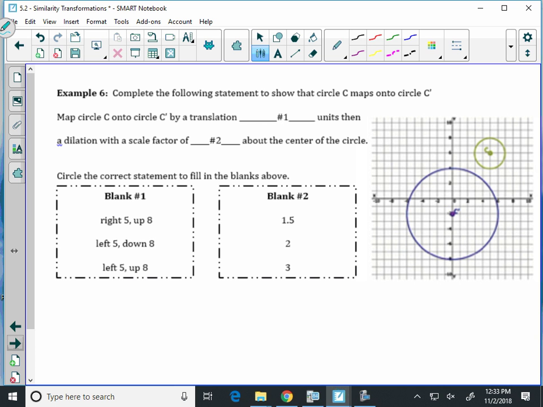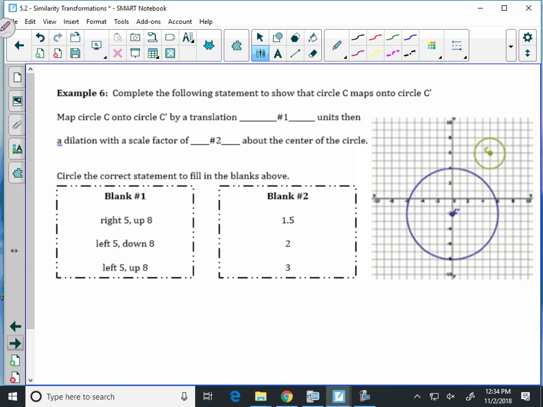We want to fill in the blanks similar to what we did in example 5. It says we're going to map circle C onto circle C prime by translation blank units, and then a dilation with a scale factor of blank about the center of the circle. Well, what translation did we do? Because when we map circles, we want to map up their centers. So we want to figure out, how did I get C center to move over to get to C prime? Which direction and how many units did we move to get C to map up with C prime?